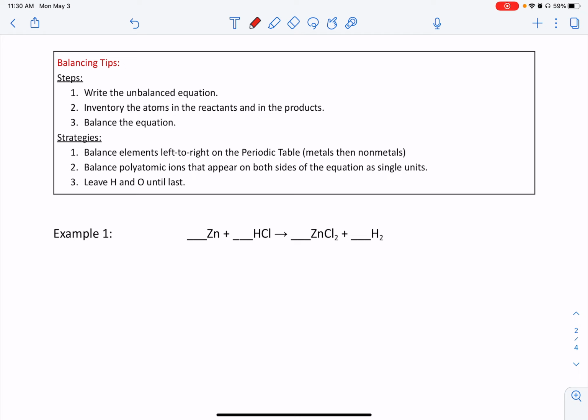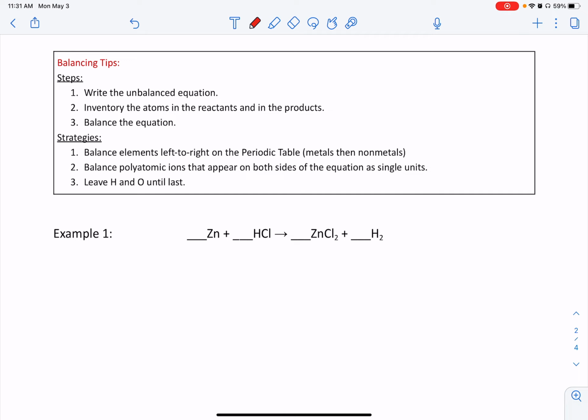Some strategies: you want to balance elements left to right on the periodic table. So if you have any metals, make sure you balance them before you get to the nonmetals. If you have polyatomic ions that appear on both sides of the equation, you can kind of pretend that they are 1 element together.